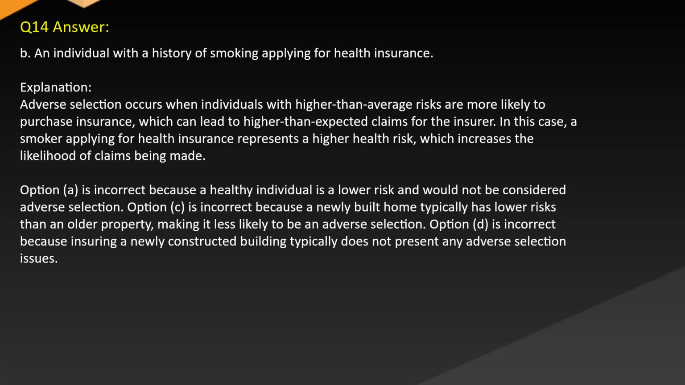Option A is incorrect because a healthy individual is at low risk and would not be considered adverse selection. Option C is incorrect because a newly built home typically has lower risks than an older property, making it less likely to be an adverse selection. Option D is incorrect because insuring a newly constructed building typically does not present any adverse selection issues.